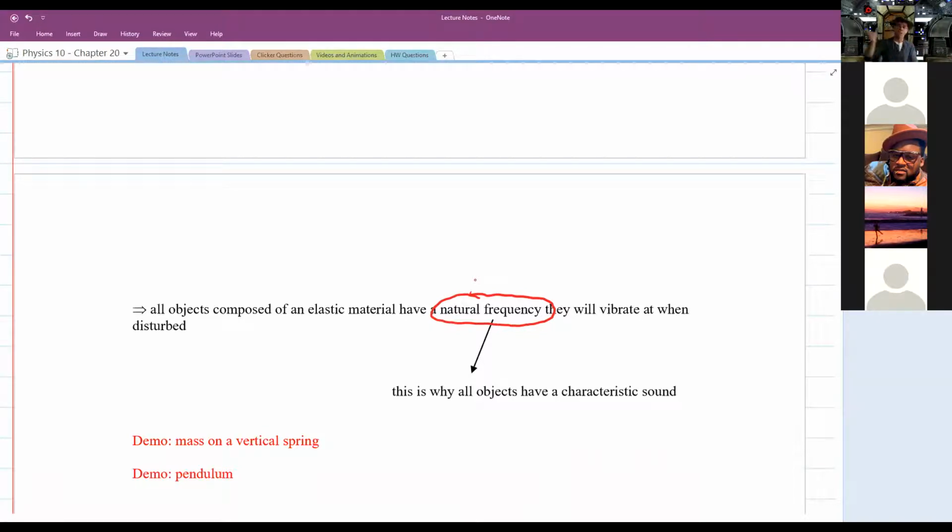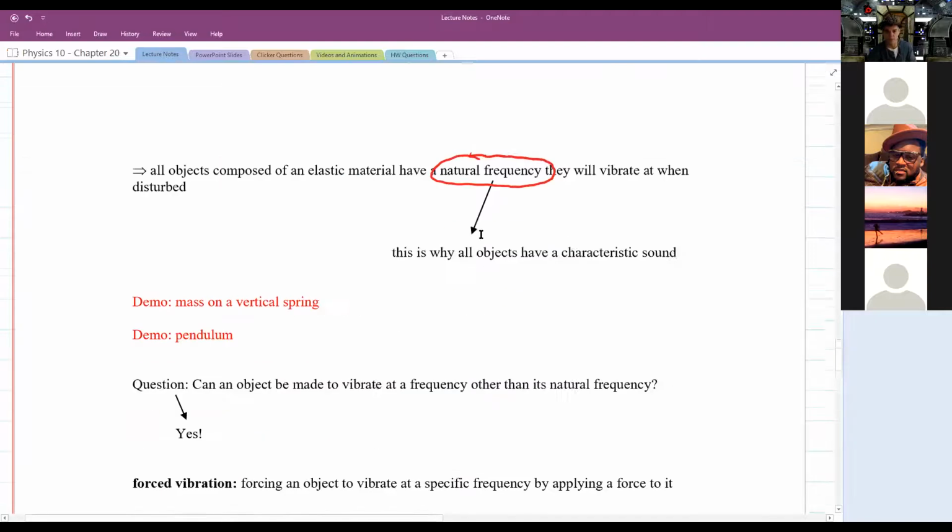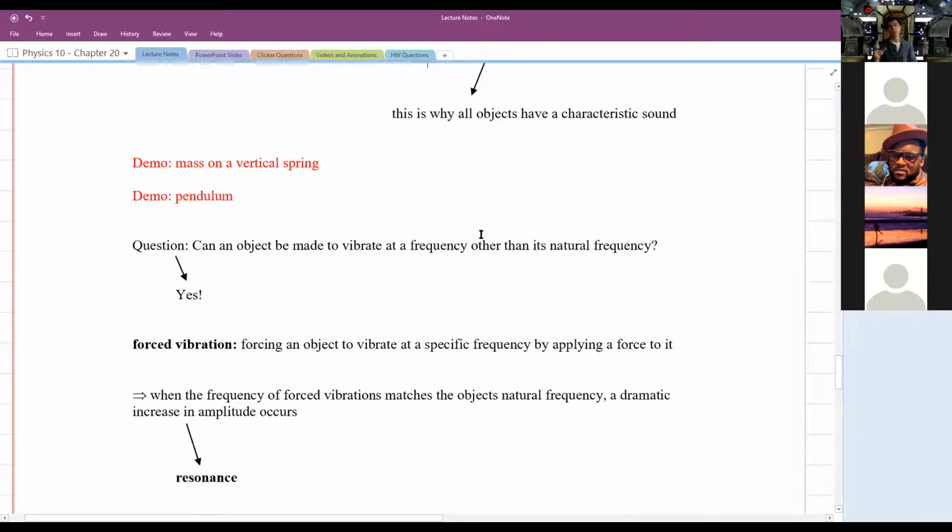Or let's say I push a child on a swing. The swing itself, if I just let it go, has a natural frequency that it's going to swing back and forth at. Question is, could I make an object oscillate at a different frequency than its natural frequency? For example, if I pull a swing back and let it go, it's going to oscillate back and forth at some frequency. We didn't cover that in this class, but it only depends upon a couple things. One of them is the length of the swing. The other one is the acceleration due to gravity. Could I cause a swing to oscillate at a different frequency than its natural frequency? And the answer is yes.